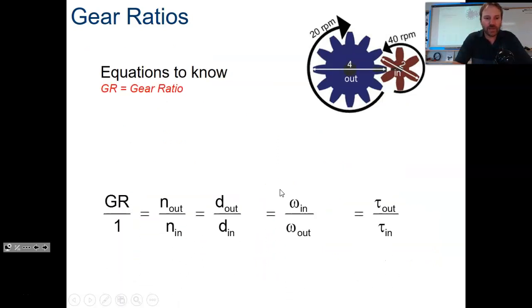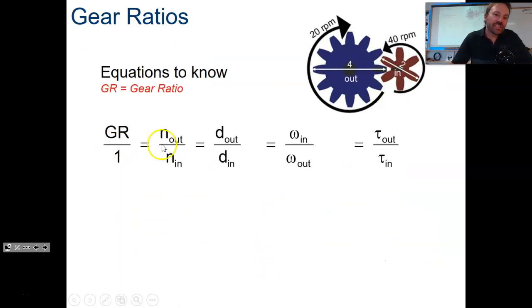So finding the gear ratios, you can use any of these equivalences. These are all the exact same thing. So you can count the number of teeth on the output, divide by the number of teeth on the input. So you'll see that it's out over in, out over in, out over in, all except for speed. The speed is the opposite because the more teeth it has, the slower, so that one's reversed. So we can find gear ratios knowing any of these things.